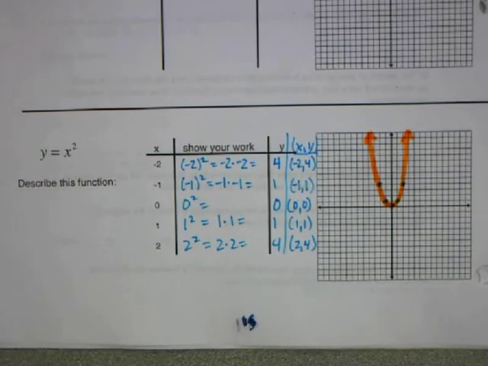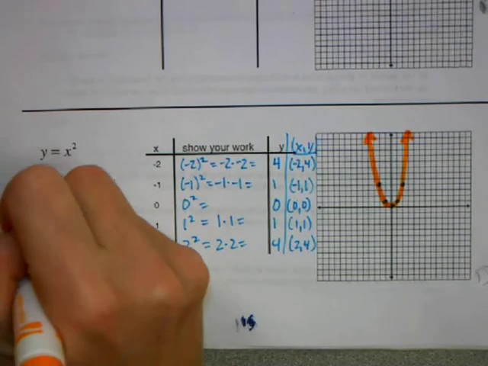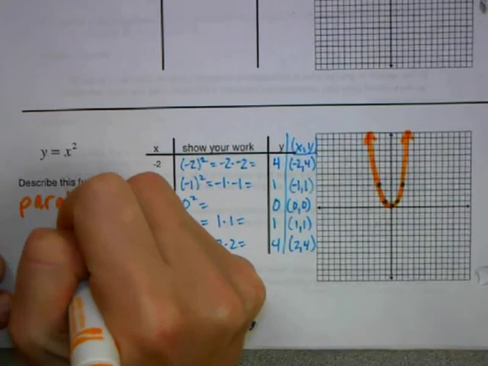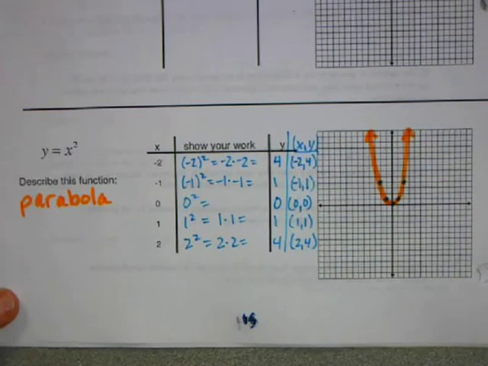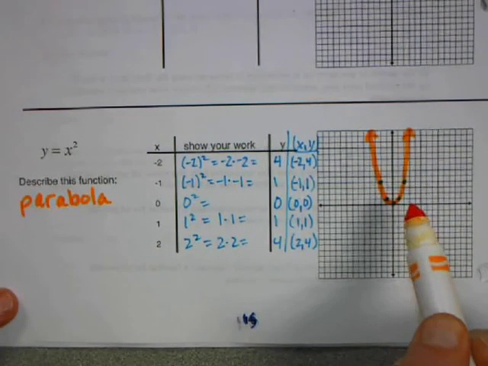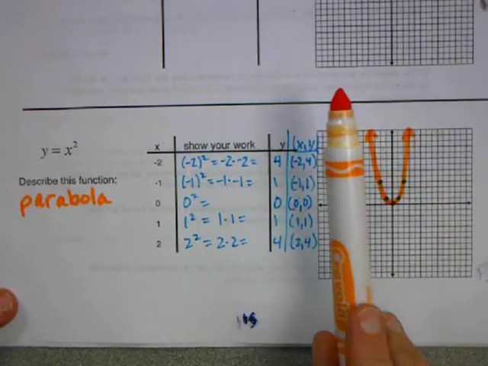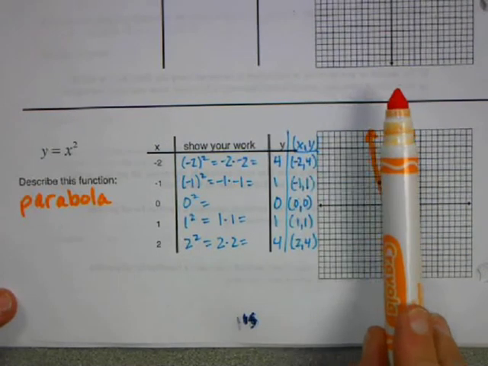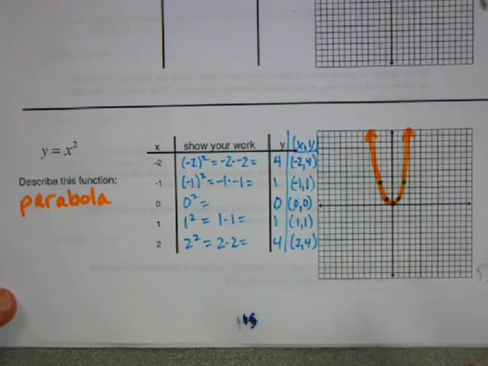That's what this graph looks like. And that graph is called a parabola. P-A-R-A-B-O-L-A. Parabola. And we're going to do some more work with parabolas. It's still a function. It passes the vertical line test. But it's definitely not linear.